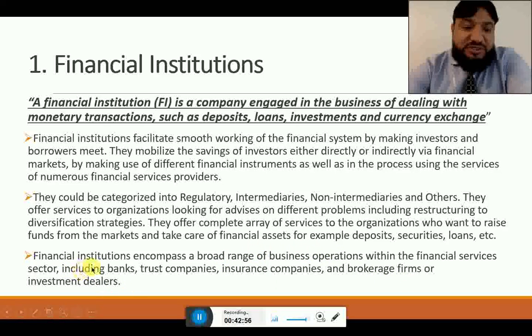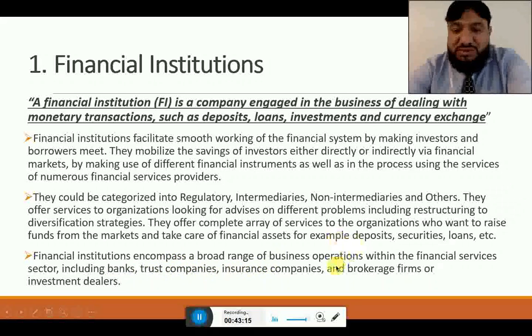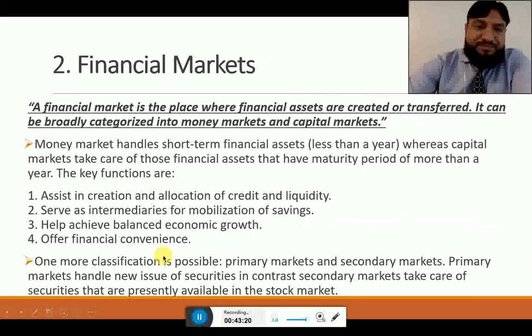These financial institutions include banks, trust companies, insurance companies, brokerage firms, or investment dealers. They work in different financial sectors, right? They have operations in different financial sectors. Those sectors could be banking sector, trust company sector, insurance sector, brokerage sector, and investment sector, right?